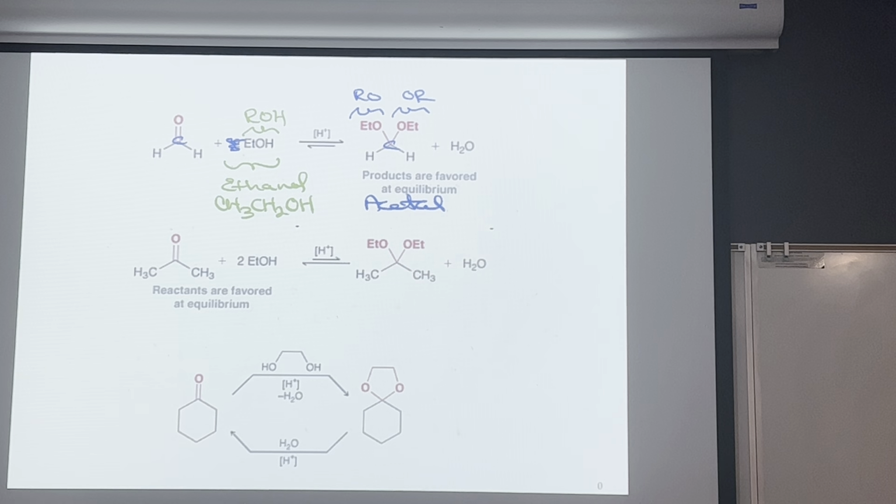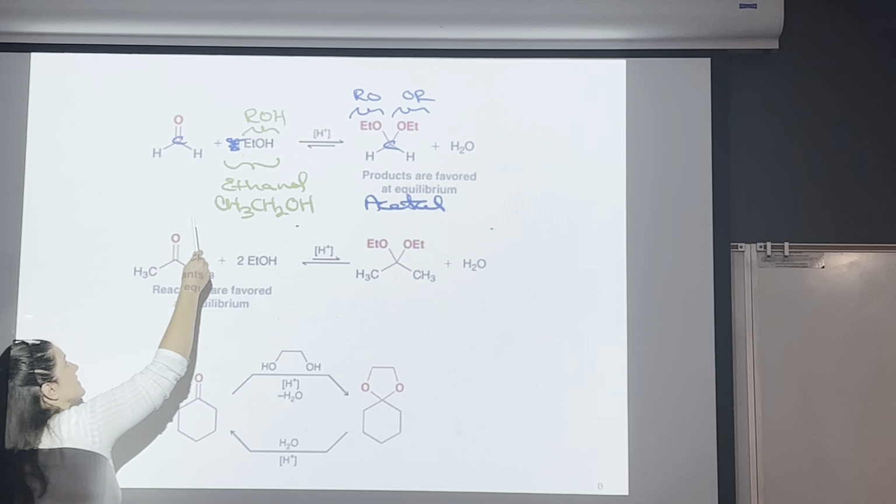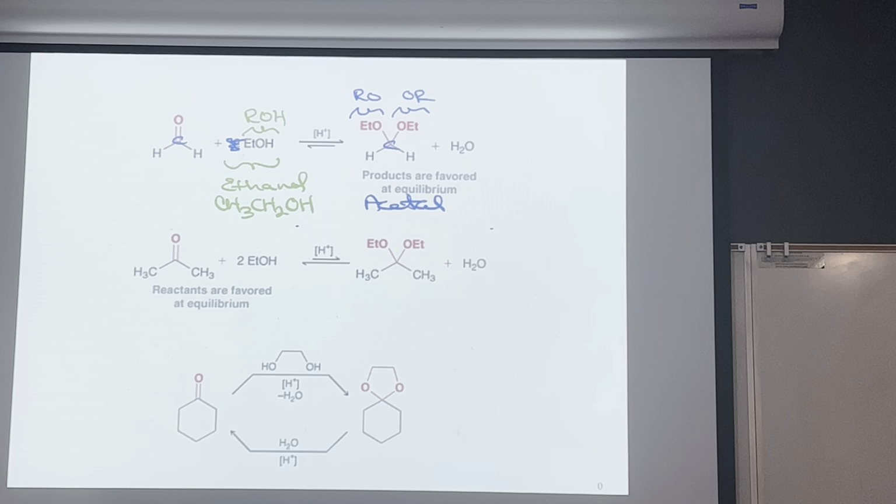Hydrogen is super small. So it's really easy for your ethanol, your acid to get right into that carbonyl-carbon right there, because it can get around that tiny little hydrogen there. Okay, folks? Questions for me?